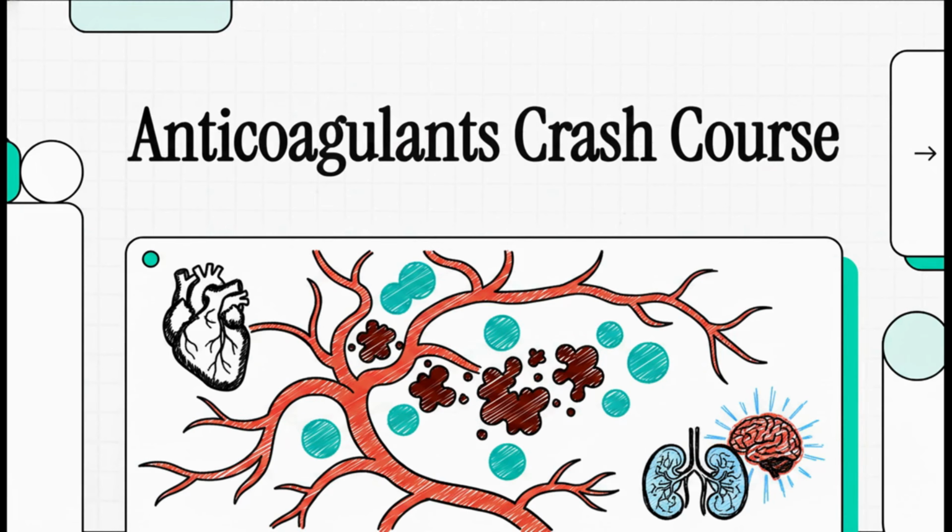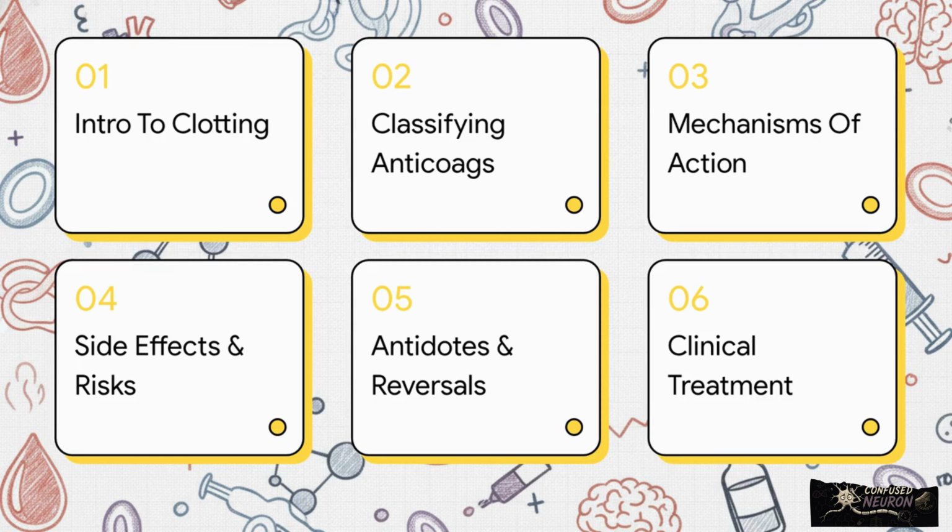So here's our whiteboard syllabus for today. 1. Introduction to clotting. 2. Classification of anticoagulants. 3. Mechanisms of action. 4. Side effects and contraindications. 5. Antidotes and special effects. And finally, 6. Pharmacotherapeutics and treatment. We're going to break down the entire coagulation cascade into bite-sized pieces so you can completely crush your exams.